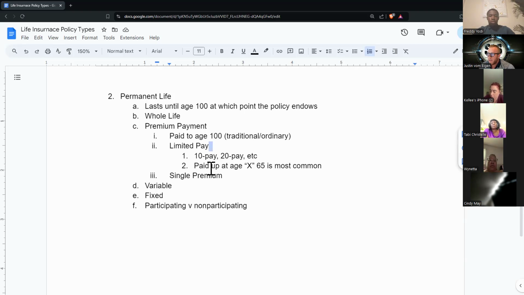Okay, and then there's paid up at age whatever. So a lot of people will do a paid up at age 65. That means, hey, when I retire at age 65, I don't want to have to make any more payments on my life insurance.